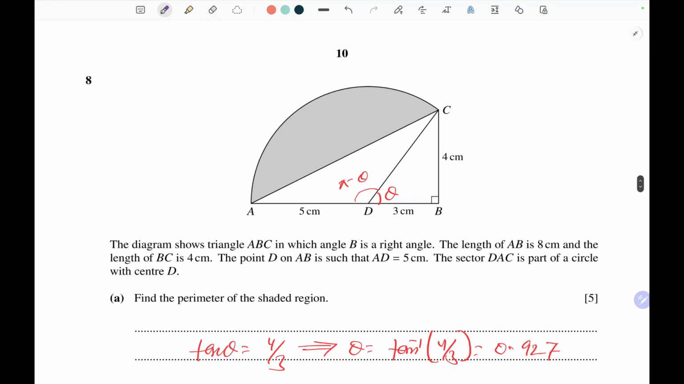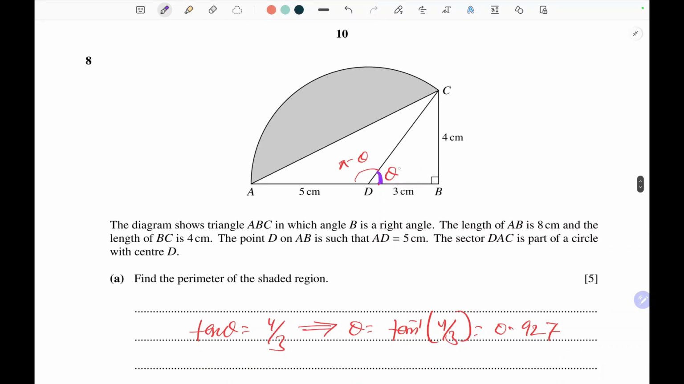Okay, now question 8. So this question 8 is based on one right angle triangle and the sector. ADC is a sector, and DBC is a right angle triangle. By the way, in this all informations are mentioned, but this angle is not given, right? So here if I use tan theta, then opposite over adjacent, which is 4 over 3, so tan theta is 4 over 3, theta is tan inverse 4 over 3, 0.927, that's radian.